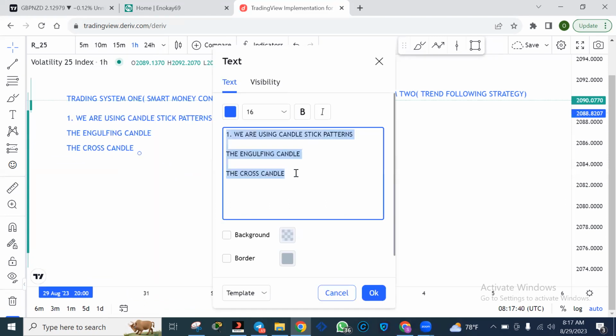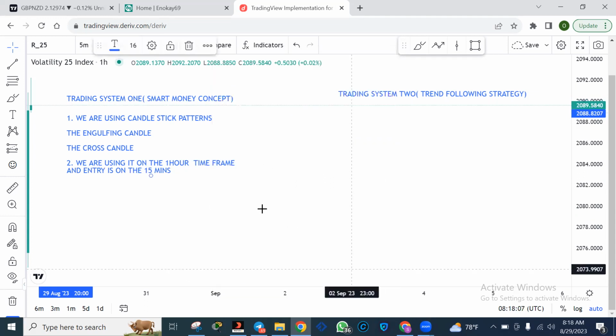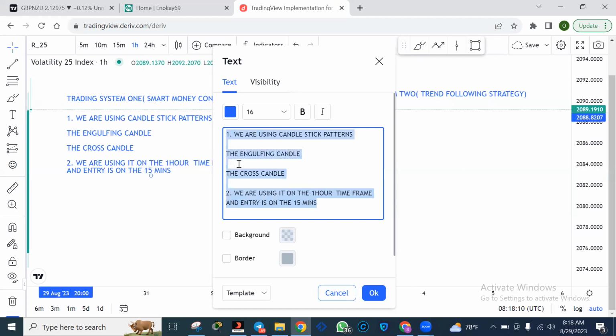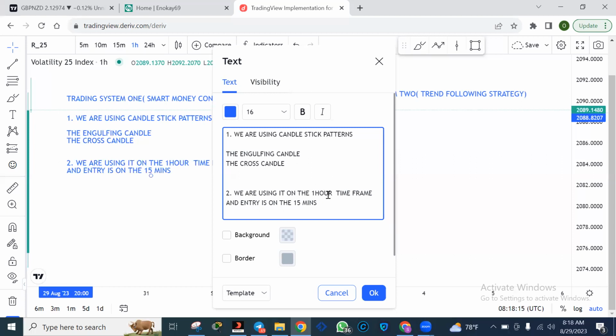So what time frame are we using it on? Rule number two, we are using the 1 hour time frame to mark our levels, and entry is on the 15 minutes. Okay, so just follow me closely.